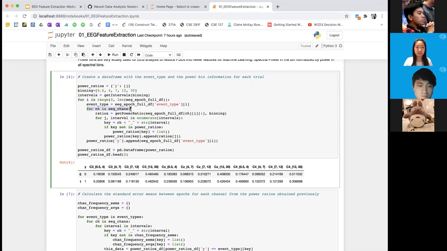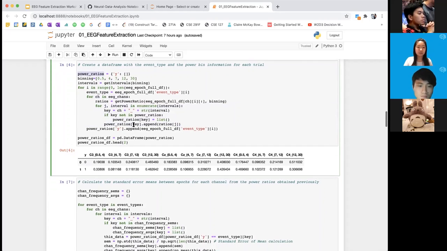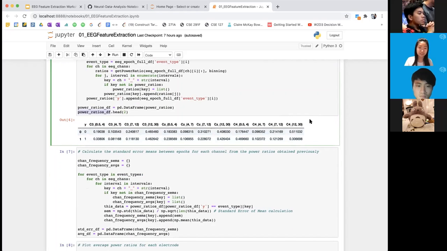And then you want to go through each channel, because you have a signal for each channel, right? And you get the ratios for that. Then for each of the intervals, you assign this to the power ratios dictionary that will keep all the information about the channel, the frequency band, and the value of the power ratio there. And after we do that, we get this data frame that has all these values.